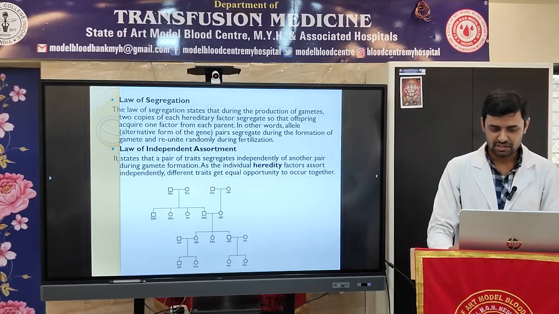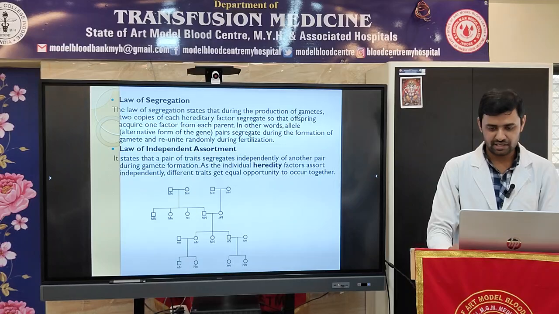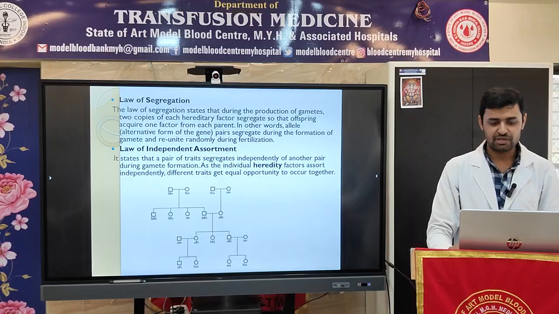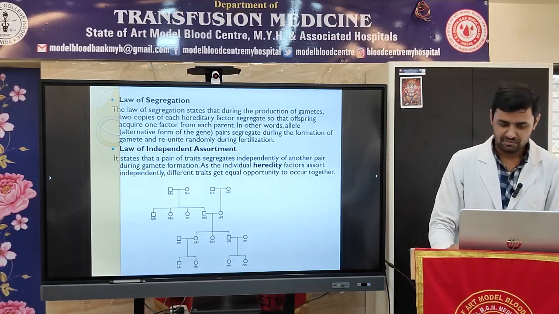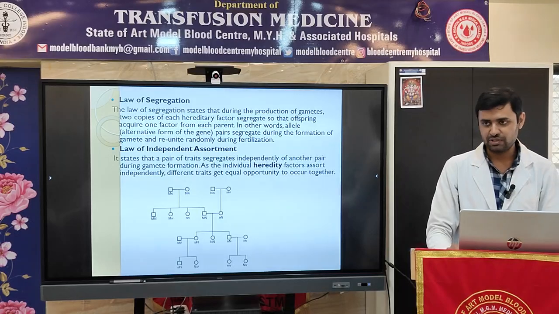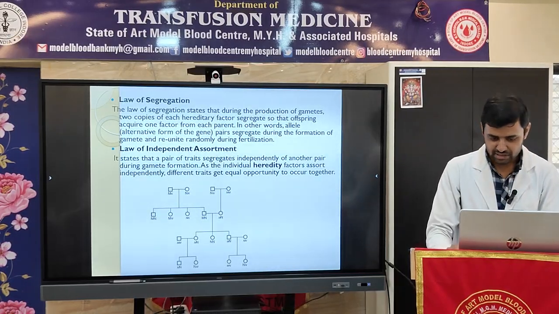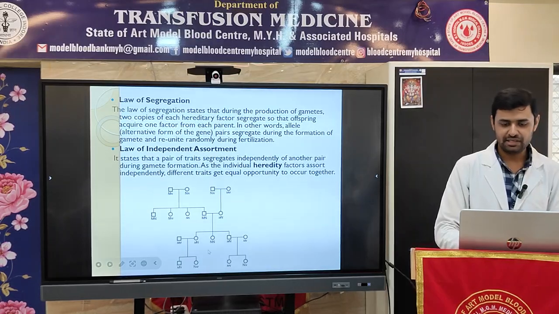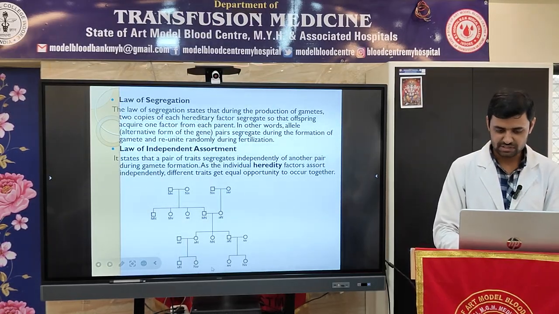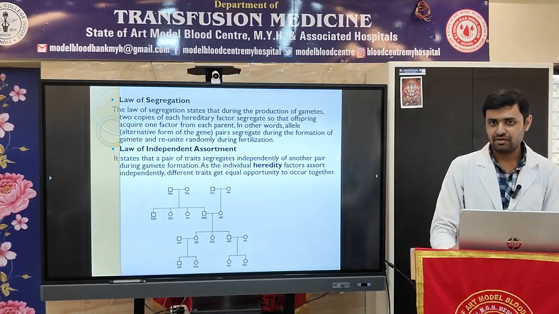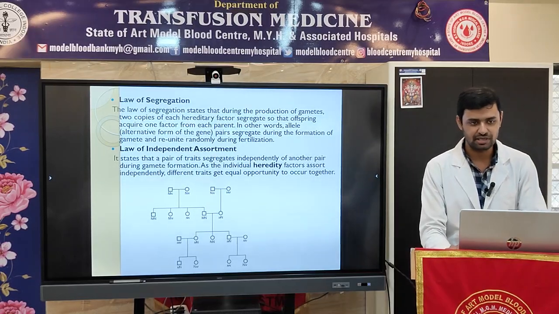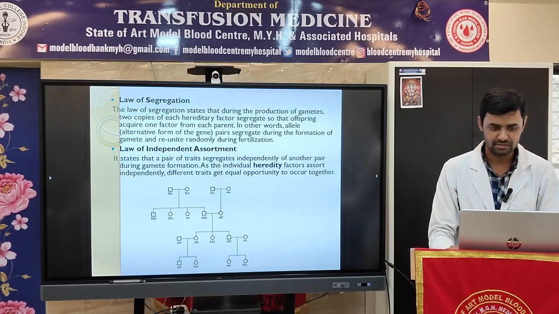Law of independent assortment. It is the third law. It states that a pair of traits segregates independently of another pair during gamete formation, and these individual hereditary factors assort independently. They characterize their features independently. Different traits get equal opportunity to occur together. This is the classification, like in the MNS system. Here we can see M and N. Although they are opposite to each other, antithetical, they still appear in successive progeny. So neither one is suppressed; both M and N have equal opportunity to express themselves in successive progeny. This is the law of independent assortment.